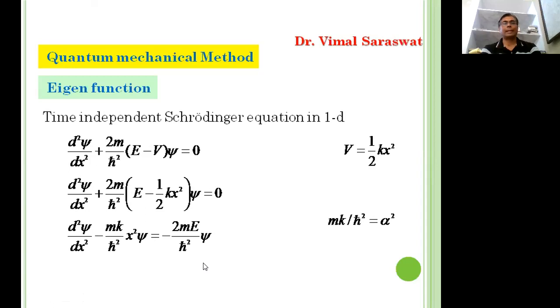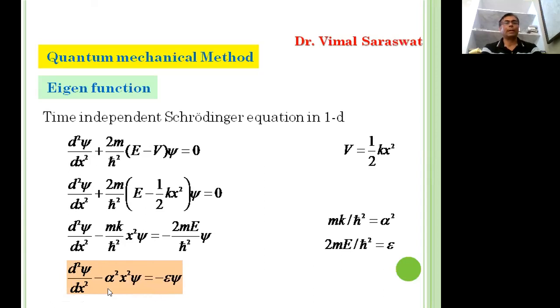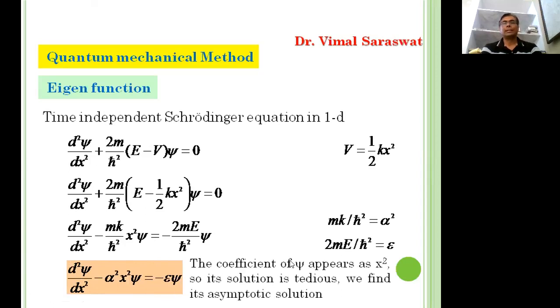Now we assume that mk by h cross square is equal to alpha square and 2mE by h cross square is equal to e. So the equation becomes d2 psi by dx2 minus alpha square x square psi equals minus e psi. Here the coefficient of psi is alpha square x square, which means the coefficient of psi appears as x square. So its solution is tedious, and hence we find its asymptotic solution.